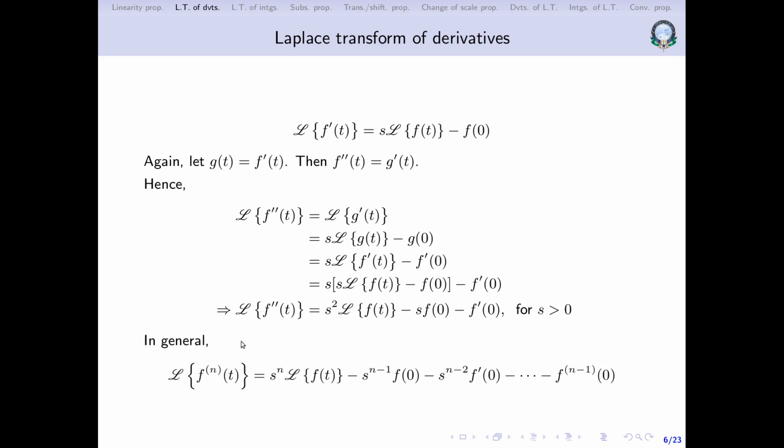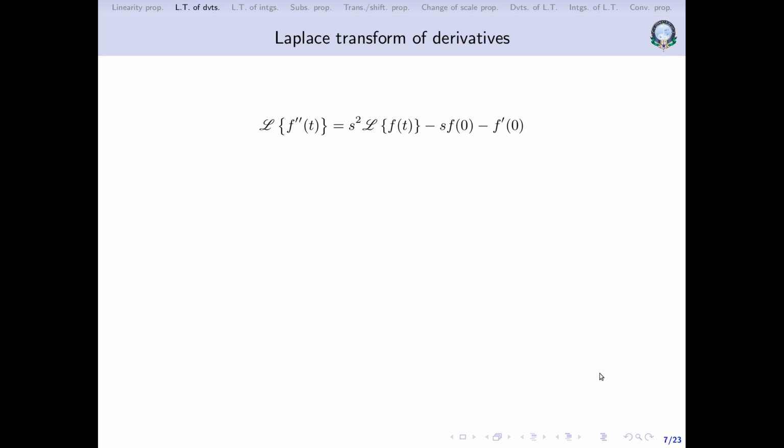So in general, we can obtain an equation for the Laplace transform of the nth derivative of a function. So the Laplace transform of the nth derivative of f is equal to s to the power n Laplace transform of f of t minus s to the power n minus 1 into f of 0 minus s to the power n minus 2 f prime of 0, and so on till the n minus 1th derivative of f, which is evaluated at t equal to 0.